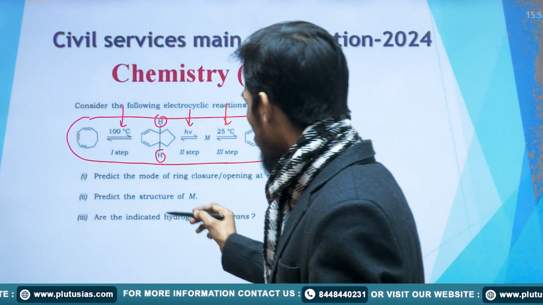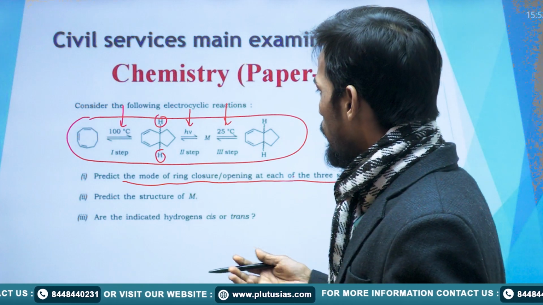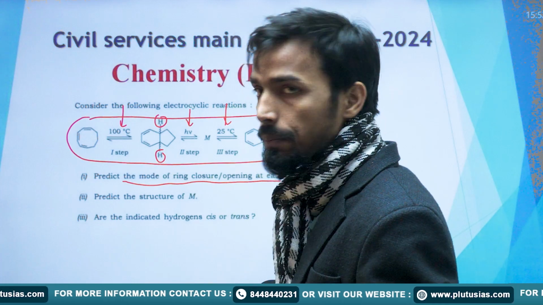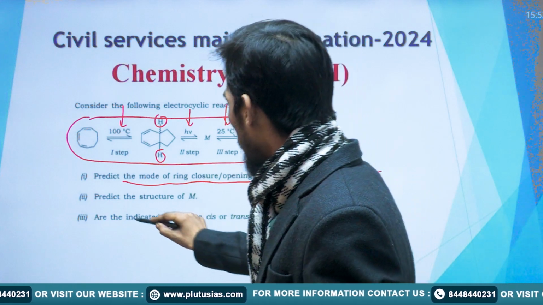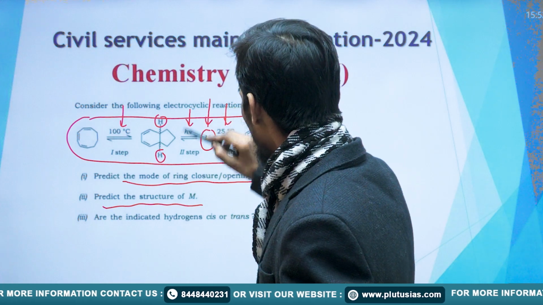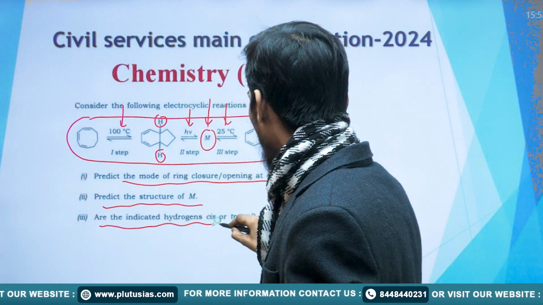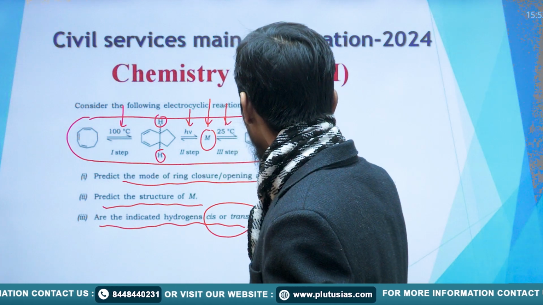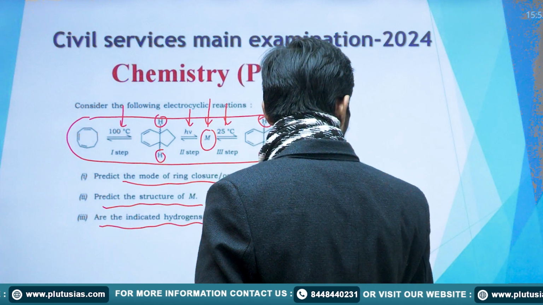The question says: predict the mode of ring closure and opening at each of the 3 steps. Which type of mode is it following? Conrotatory, disrotatory, 4n plus 2, 4n, that we need to tell. Predict the structure of M, which means what product we are going to get at M. And third, are the indicated hydrogens cis or trans? We need to tell regarding these hydrogens.